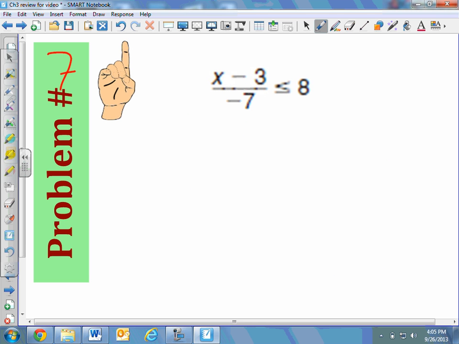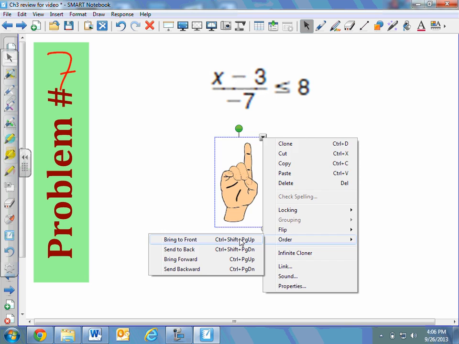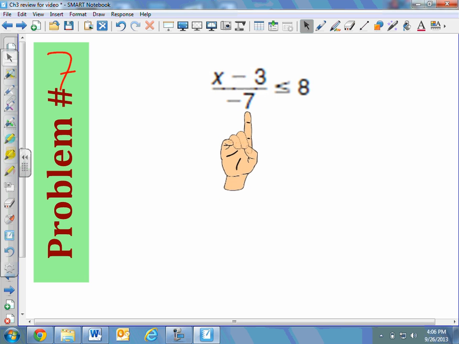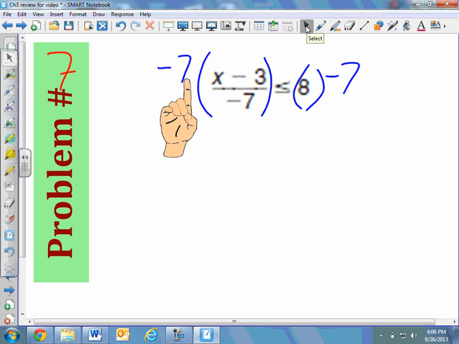Problem 7. Oh, these good fraction problems. Don't you love these? Let's start by getting rid of that fraction there first. I don't like those fractions. Get rid of this negative 7 first, okay? So I'm going to put parentheses around this whole thing and this one over here. And guess what I'm going to multiply everything by? By negative 7. Now here's one little mistake. Please do not share this negative 7 with the x and with the negative 3.